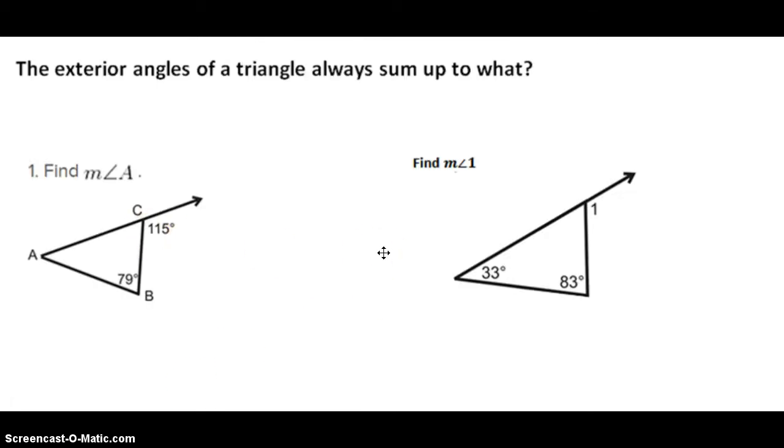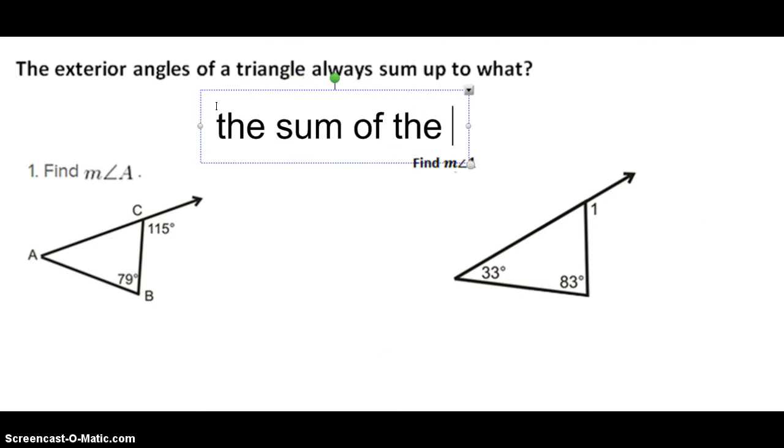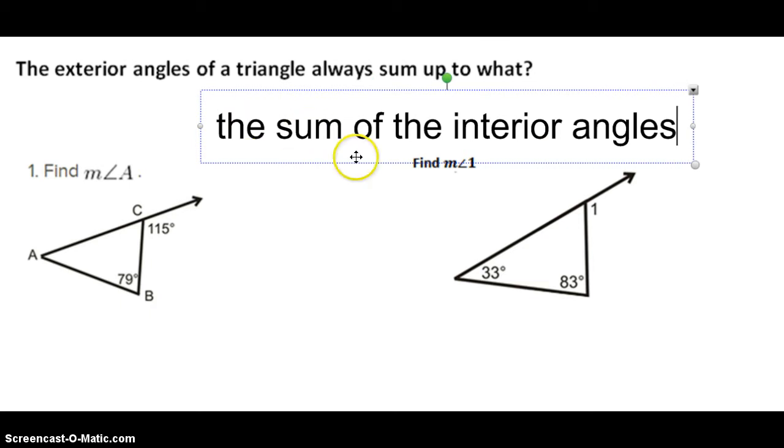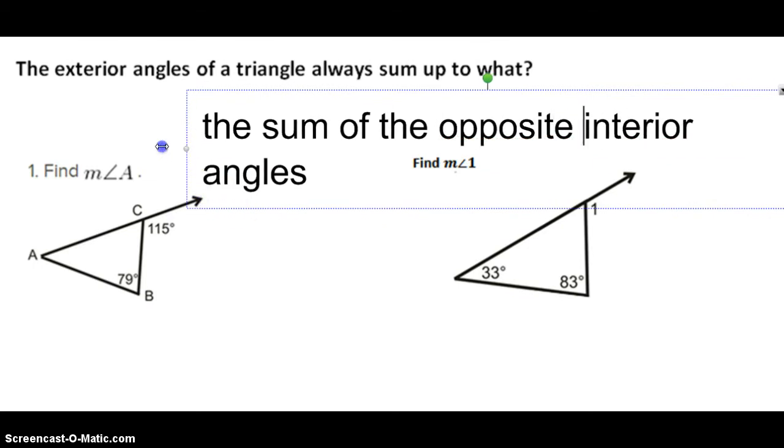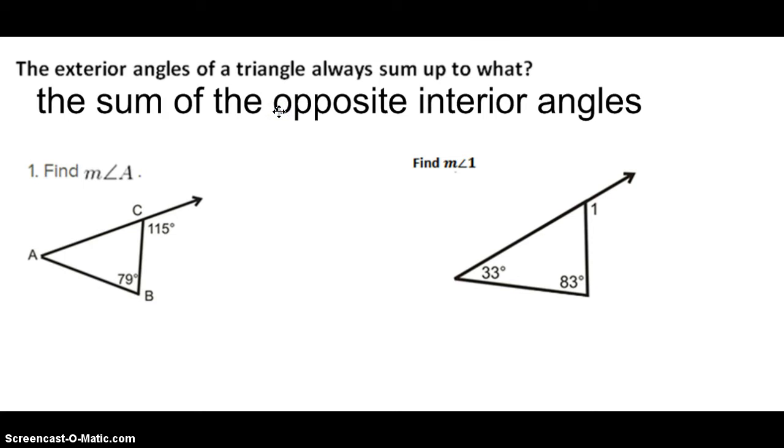The second thing at the bottom of the sheet has to do with the exterior angles of a triangle. The exterior angles of a triangle always sum up to the sum of the opposite interior angles. And so what I mean by that is that we know if I take this angle here, 115, it will equal this angle, 79, and then this unknown angle here, which is angle A. And again, there is my equal sign. All right, you're always trying to find an equal sign.